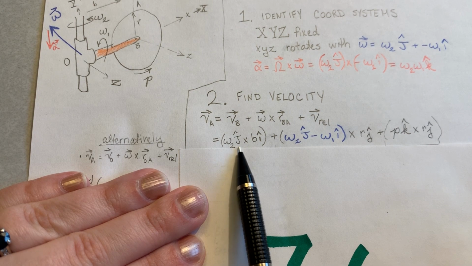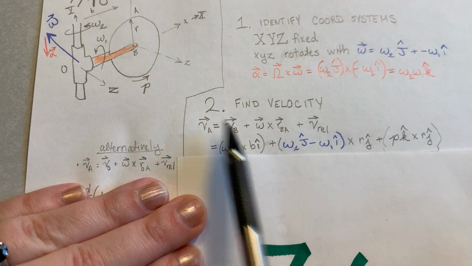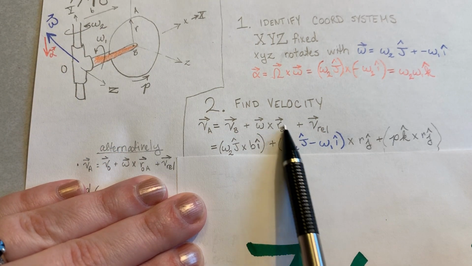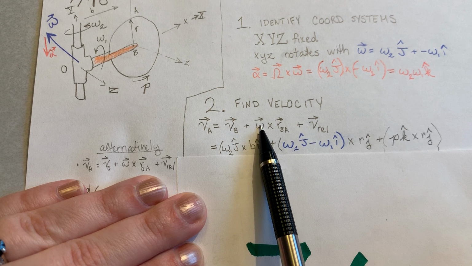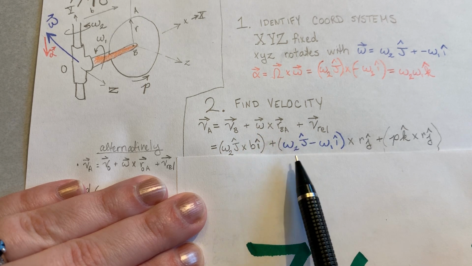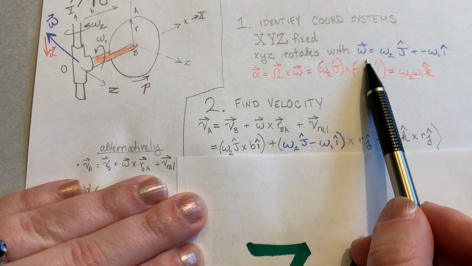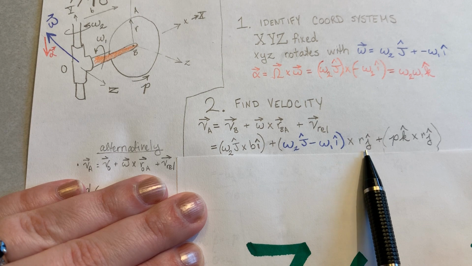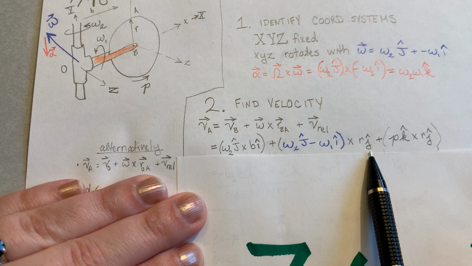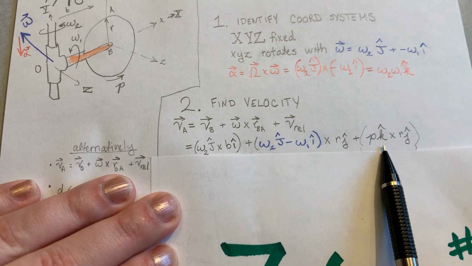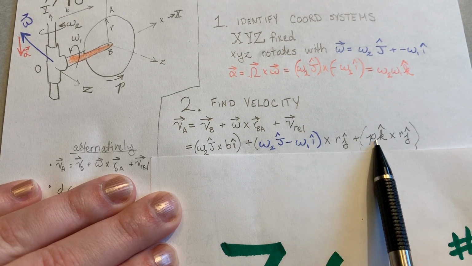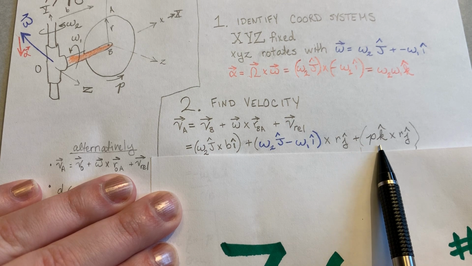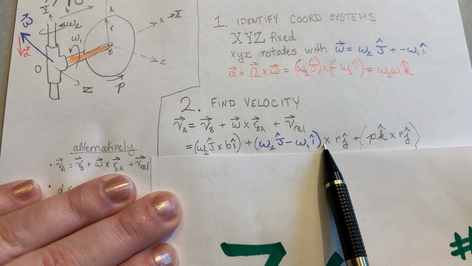Omega 2 in the j cross B i, where B is this distance here in the i direction. And then we want to add that to omega of the coordinate system crossed with R from B to A. And so the omega of the coordinate system is just this omega here, that's a vector. And now R is going to be R in the j hat direction at this instant. And then the relative velocity here is going to be the component due to this rotation P, which is in the k direction.